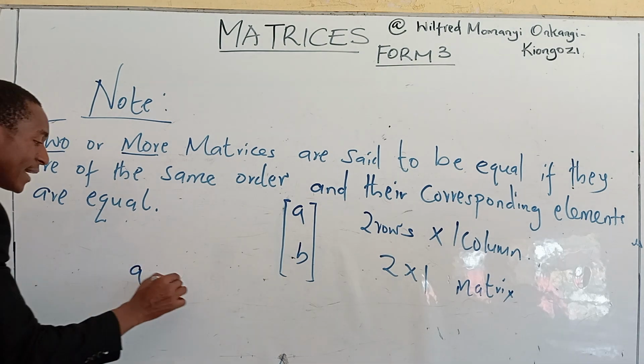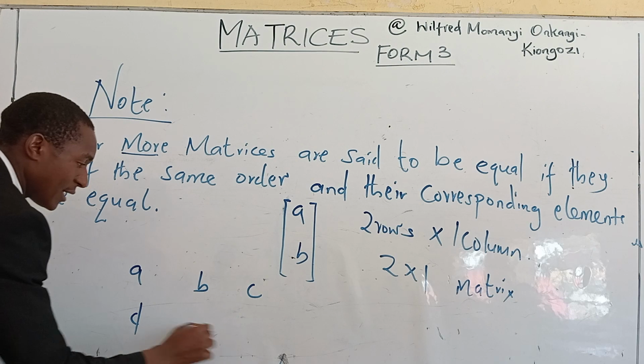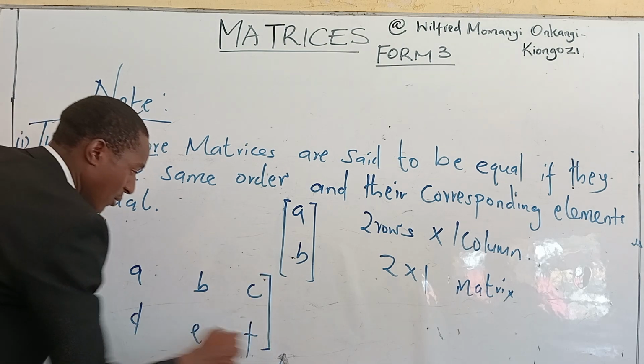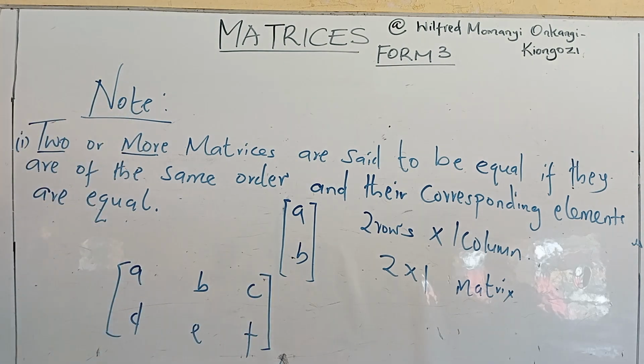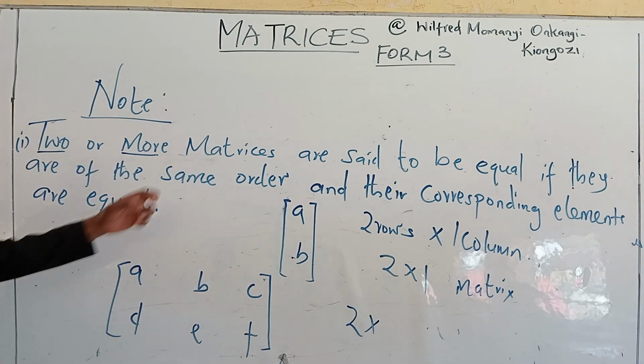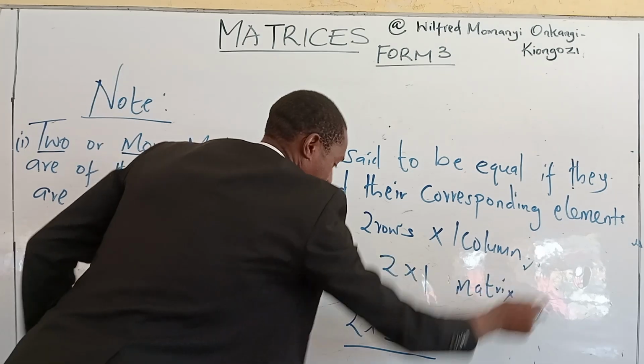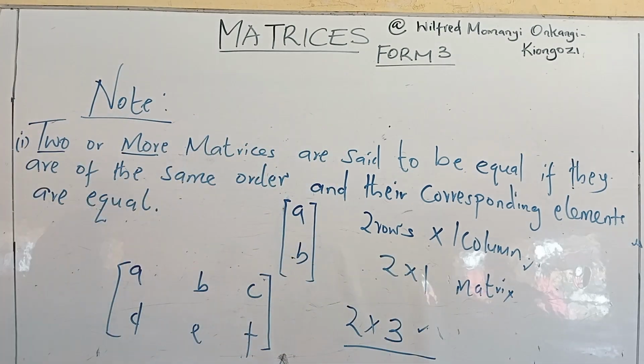Actually, we can have A, B, C, D, E, F. Let us also cite the order of this. How many rows? 2 rows. The columns are 3. This is a 2 by 3. So these are maybe a few examples that I should have included here.